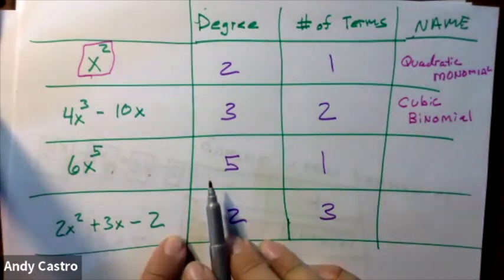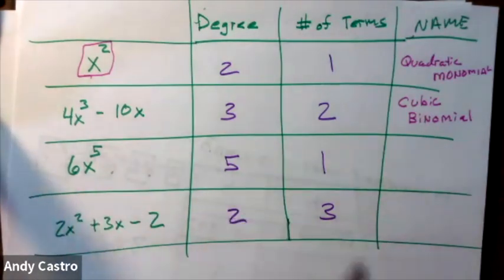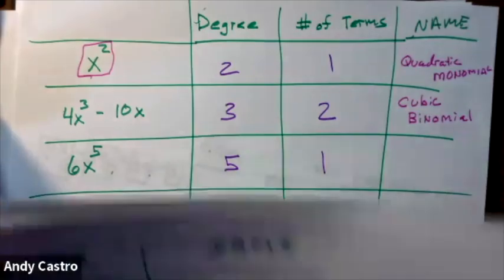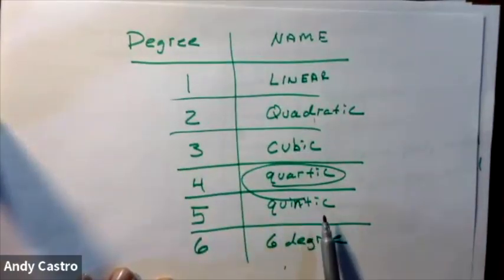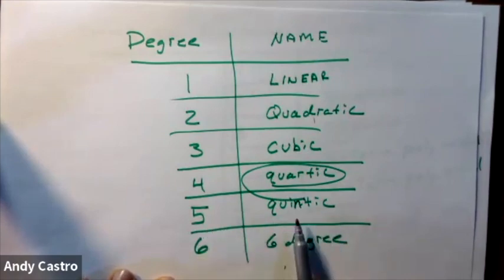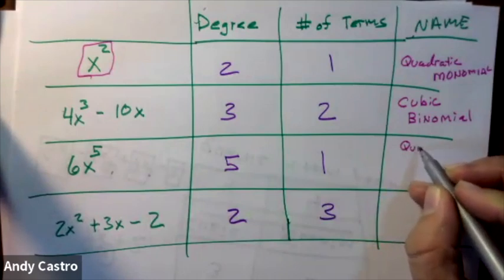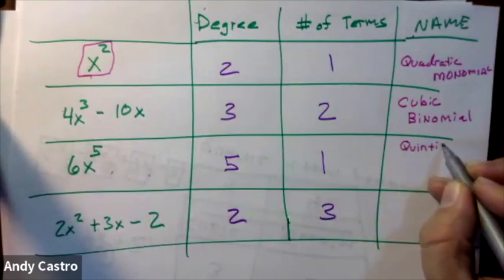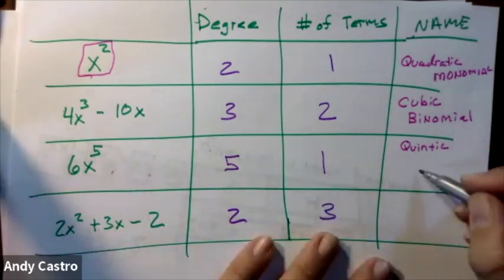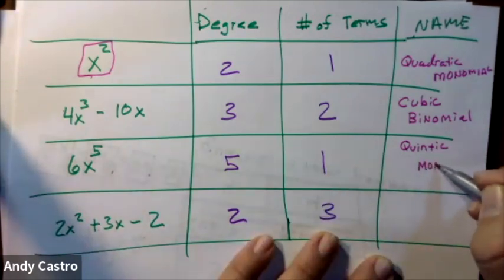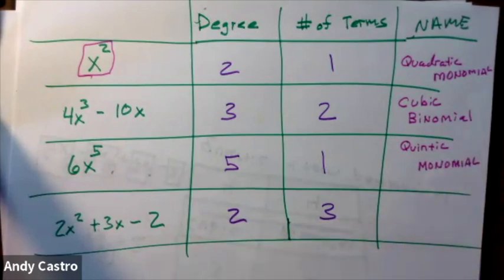All right. Next, we have a degree of 5. So what do we call a degree 5? That one's got the funny word. It's quintic. Degree 5 is quintic. Number of terms is 1. So that is a monomial. Okay.